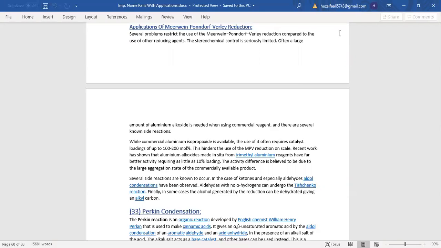Several side reactions are known to occur. In the case of ketones and especially aldehydes, aldol condensations have been observed. Aldehydes with no alpha hydrogens can undergo the Tishchenko reaction. Finally, in some cases, the alcohol generated by the reduction can be dehydrated, giving an alkyl carbon.